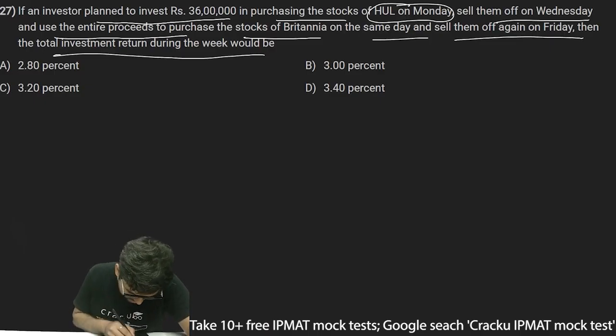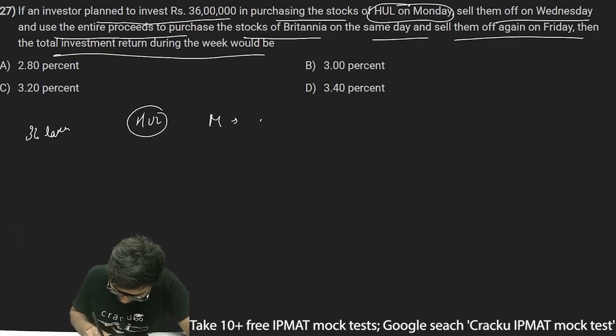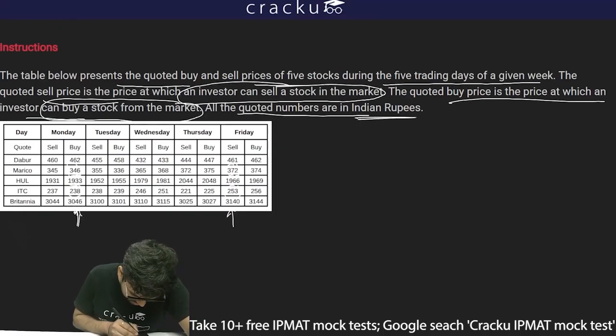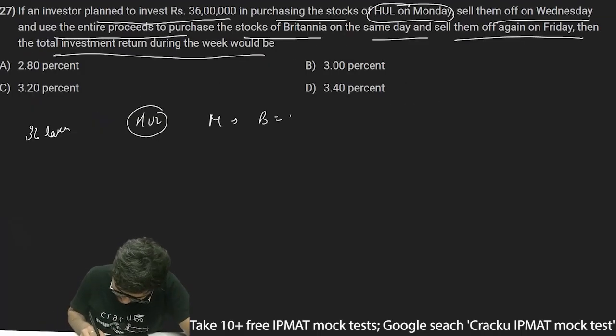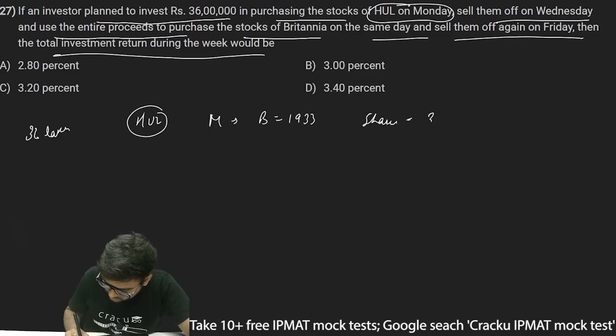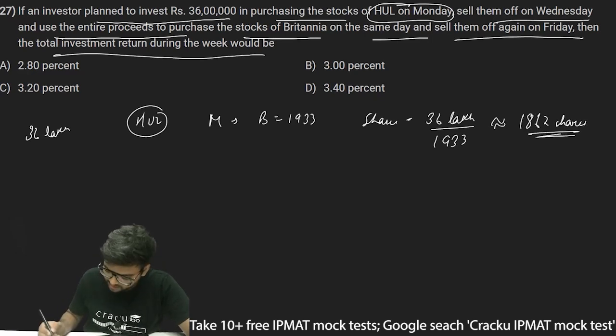So first of all, the investment amount is 36 lakh. He is buying the stocks of HUL on Monday. So the buying price of HUL is 1933 on Monday. So the number of shares will be equal to 36 lakh divided by 1933, roughly equal to 1862 shares. So he can buy 1862 shares.